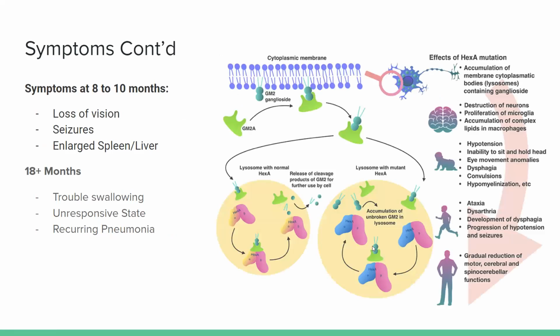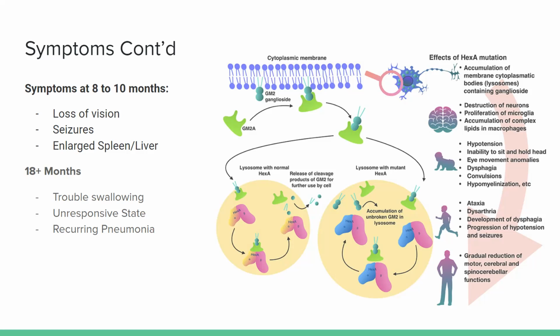So symptoms from 8 to 10 months will progress into loss of vision. The infant will begin to have seizures, and enlargement of their spleen and liver will cause them to start getting infections. And the 18-month point is considered to be the point of no return. These are when the symptoms will be the worst they can be, and it'll eventually lead to the child's death.